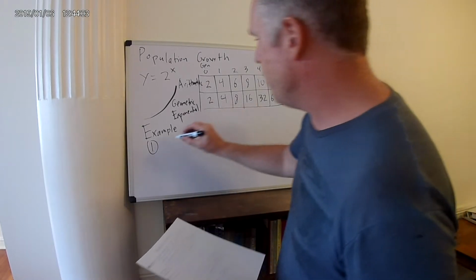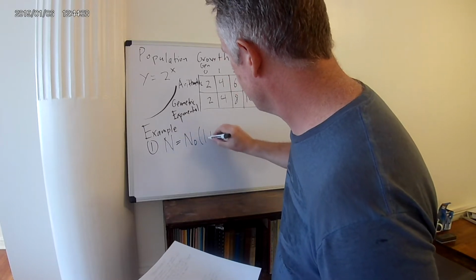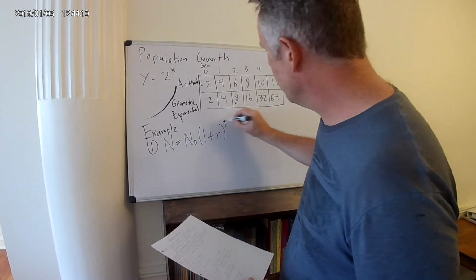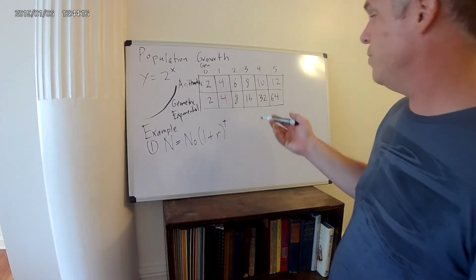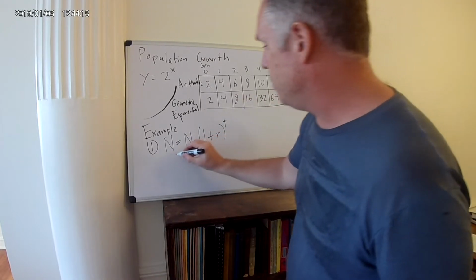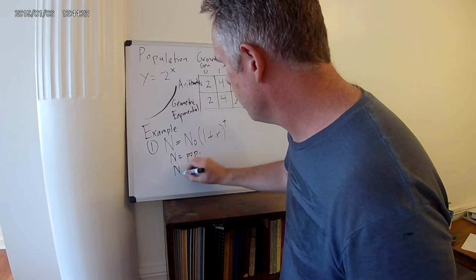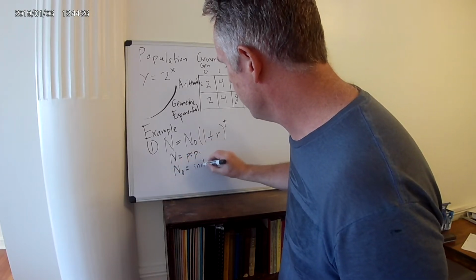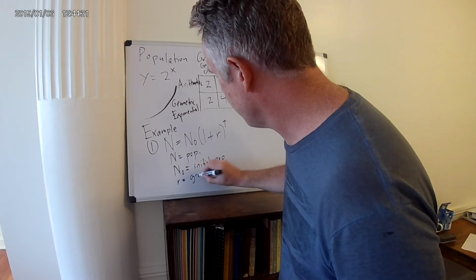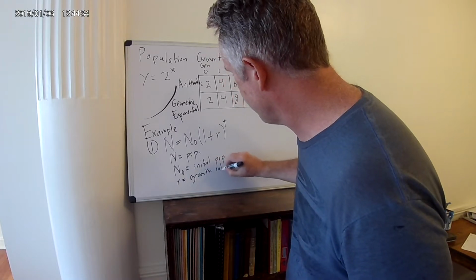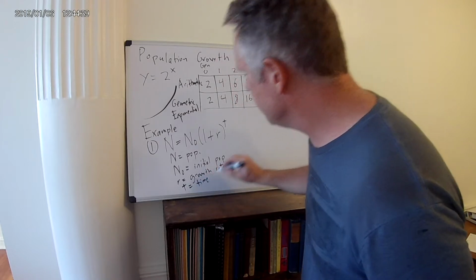It turns out we can model the growth of the world population with this equation. Is this an exponential equation? Yes, it is. Let me write down what these things mean. N is the world population. N0 is the initial population. R is the growth rate, and t is the time. Time is the variable here.